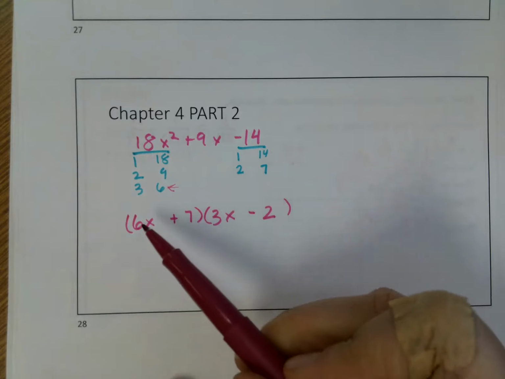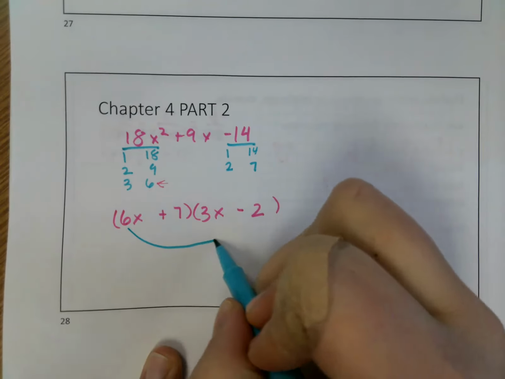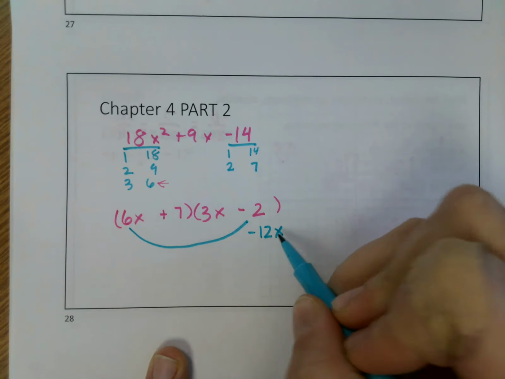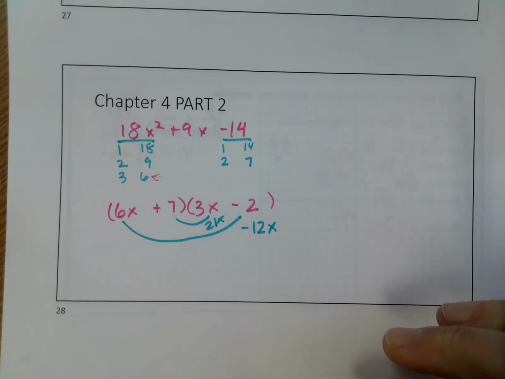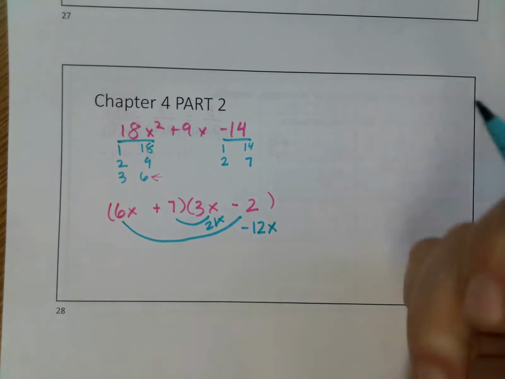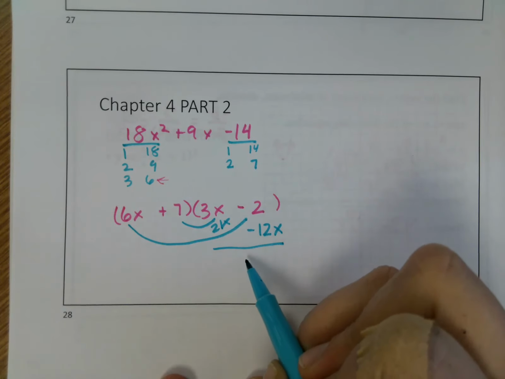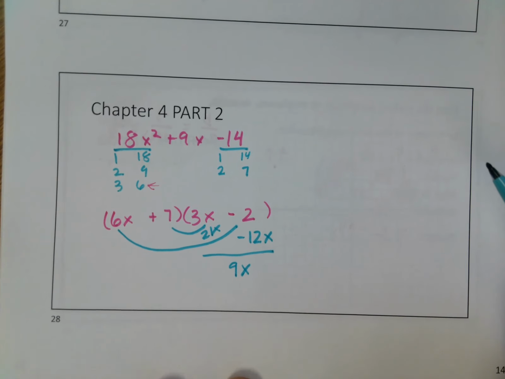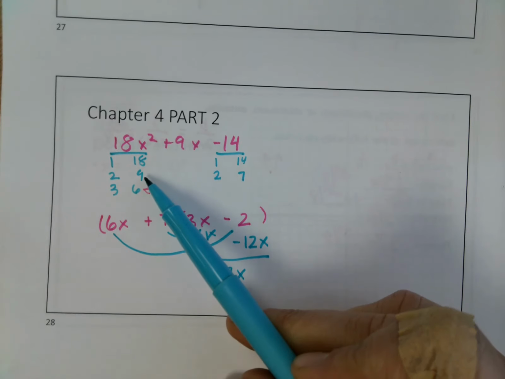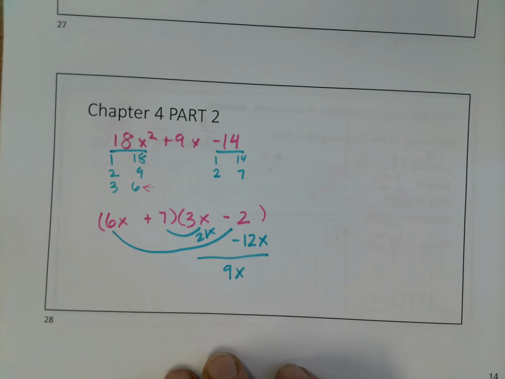So now if I guess and check this, this multiplies to get 18x squared. This would multiply to get me a negative 12x. And these two multiplied gives me a 21x. Oh, that was nice of me to do that. So now these two added together will give me a positive 9x. So I so happen to guess and check the right thing. If I didn't, I would have to guess and check the 2 and 9 next, and then check to see if that would work. But this one works. So we're golden.